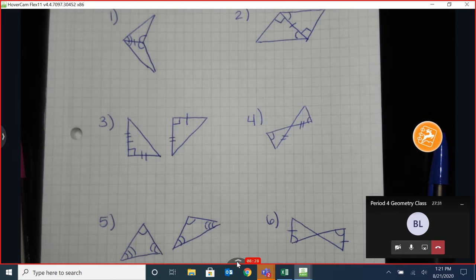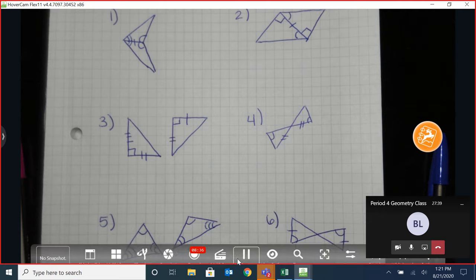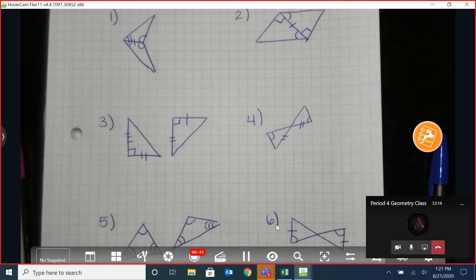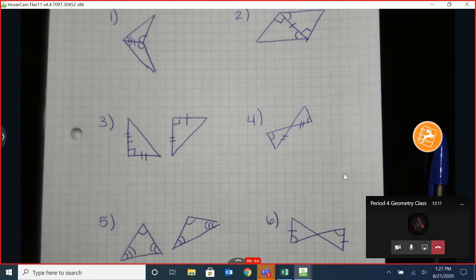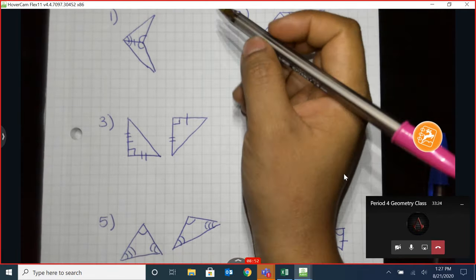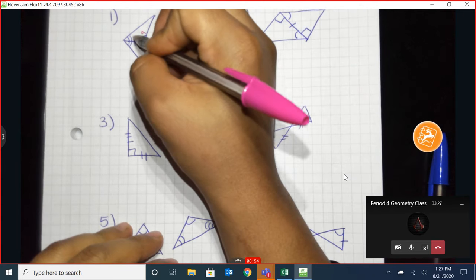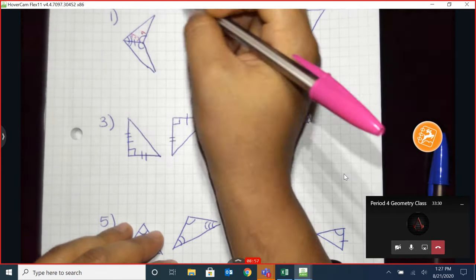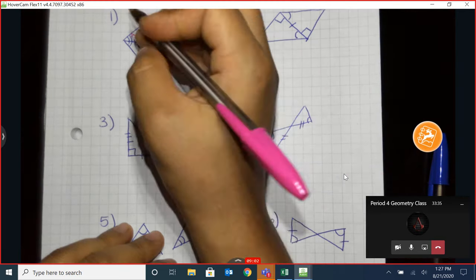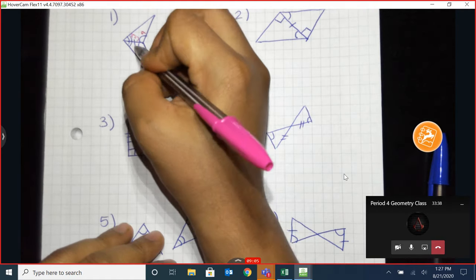Tell me when you're done so that we can go ahead and answer it together for the first two, and then you guys guide me through the next four. So I'm going to use a pink pen to label what I know. I have to make sure that I label what I'm given. I see an angle here, followed right away by a side, followed right away by an angle. So far I can say that this could be an angle side angle, but it has to match on the other side, and it does, angle side angle.